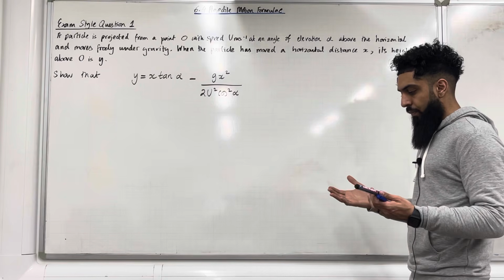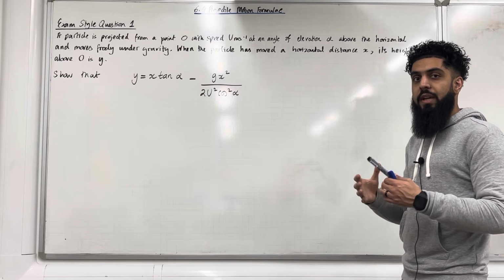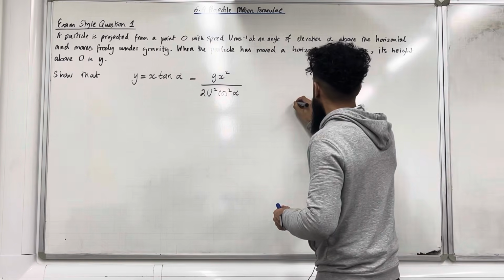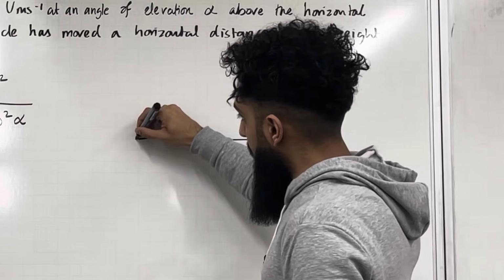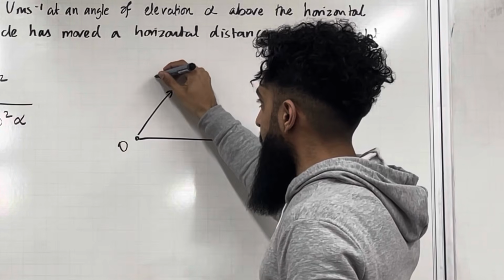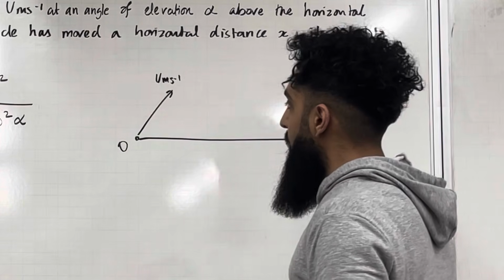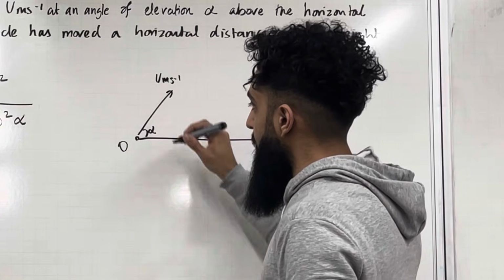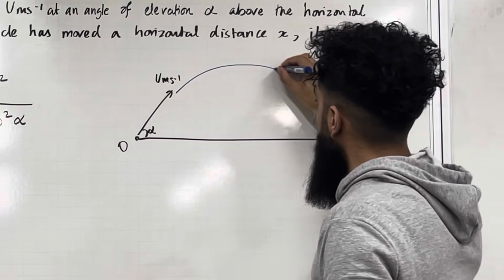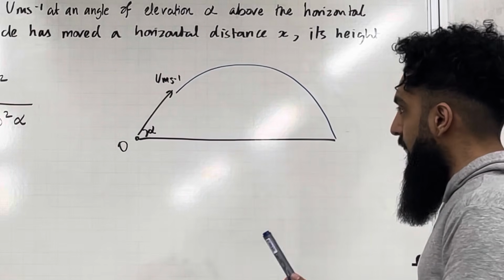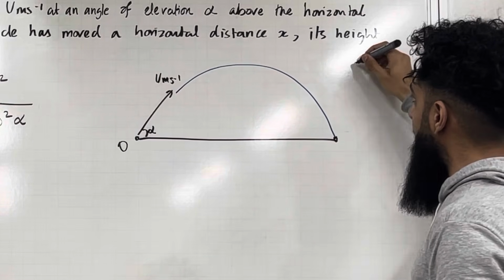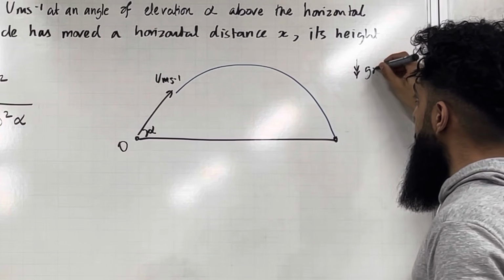Okay, so I'm going to first of all start off by drawing a diagram to model this situation. So we have a horizontal ground. Here is the point O. The particle is projected at u meters per second, forming an angle alpha above the horizontal. Here is the pathway of the particle. The particle strikes the ground at this point over here. We have acceleration due to gravity acting vertically downwards, g meters per second.